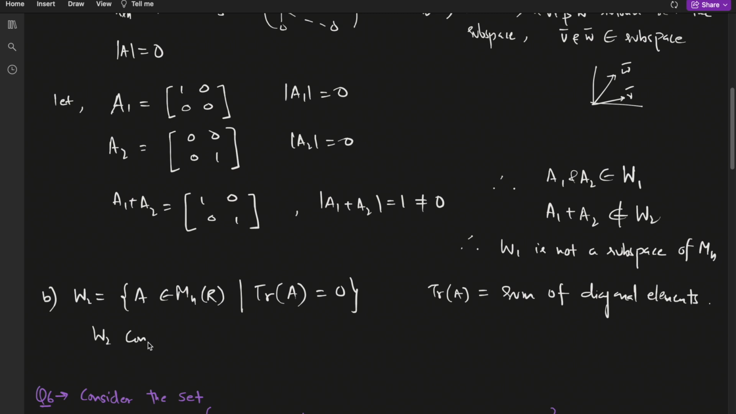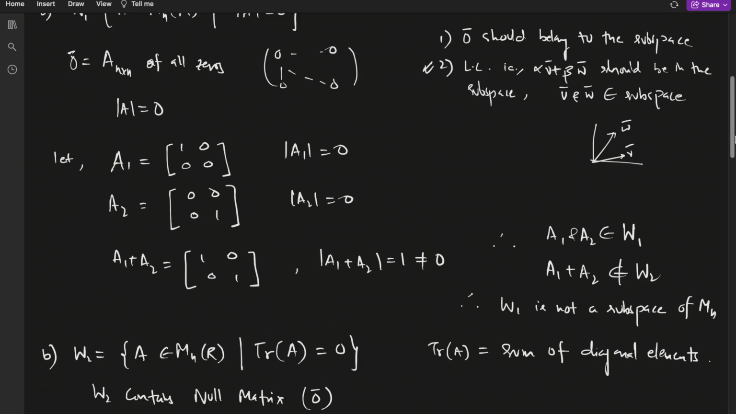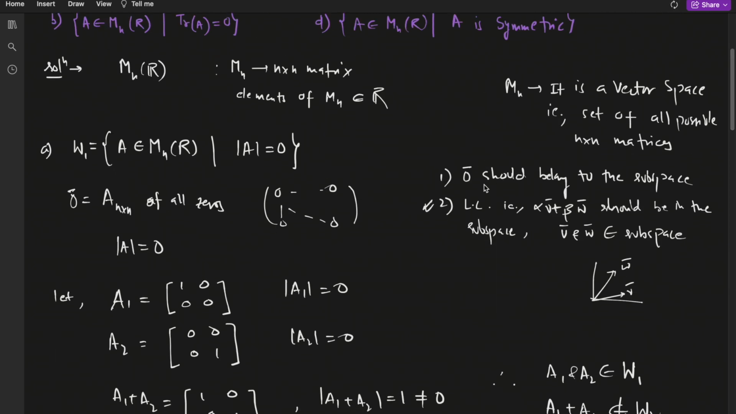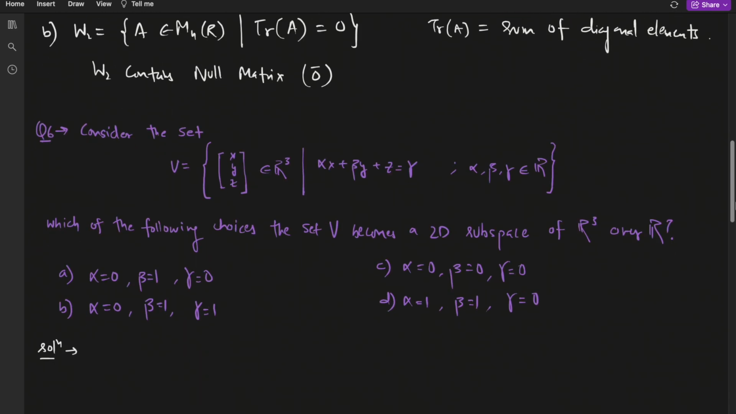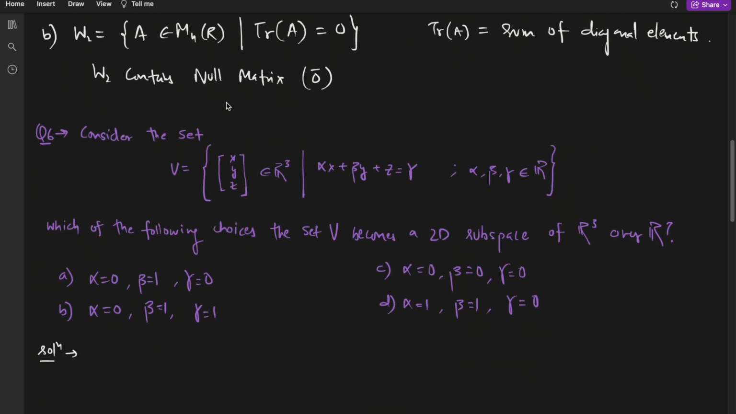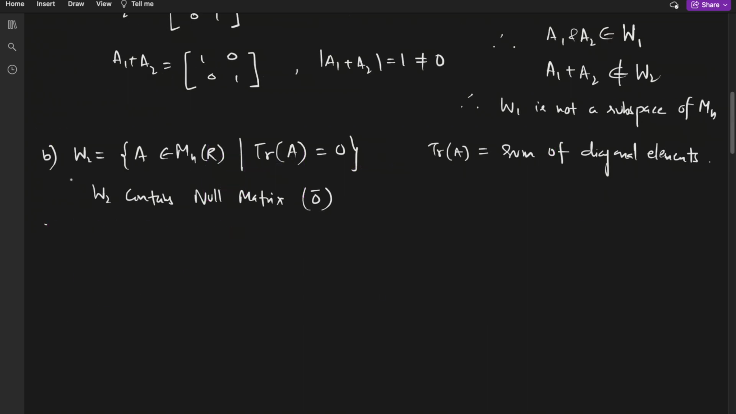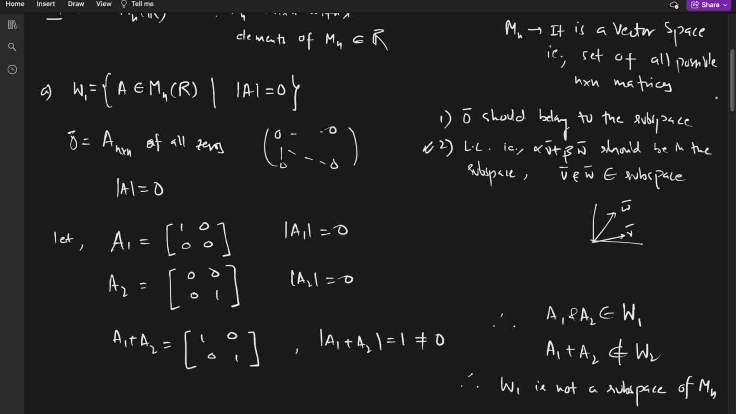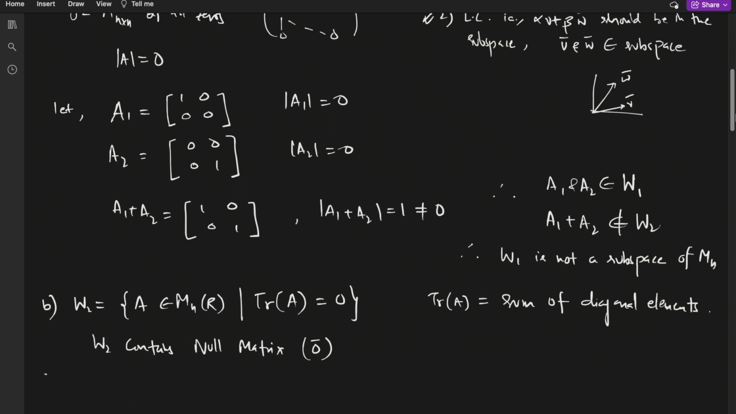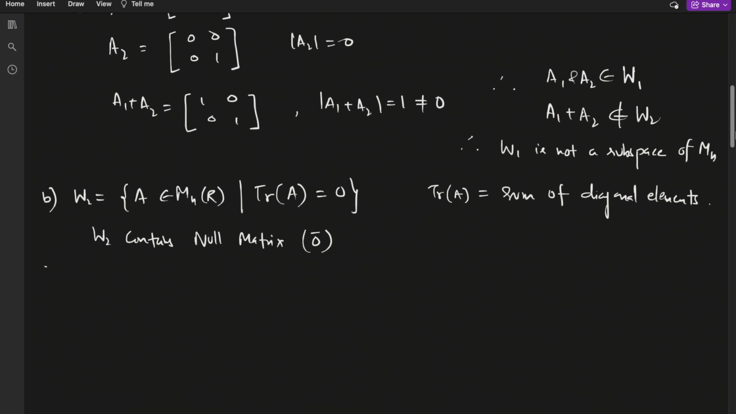All right. So first of all, W2 contains the null matrix, that is the 0 vector. So the first condition is already satisfied. That is, W2 contains the null matrix. So the first thing is satisfied, right? Now we will check the second one.